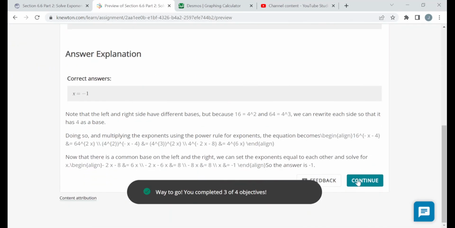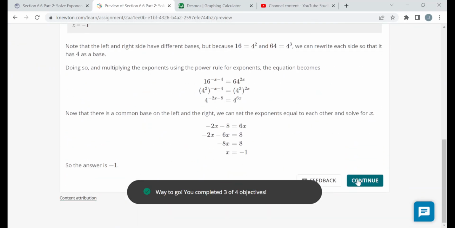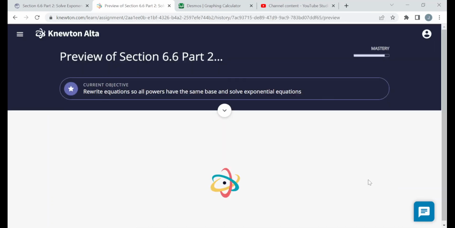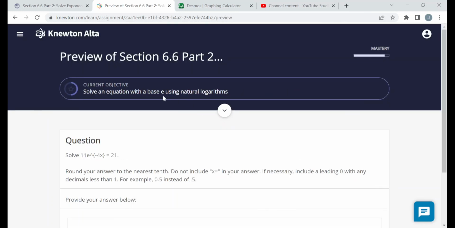Alright. Now, one more objective to complete. So this is that one where, if you have that base and variable exponent in the equation, you want to get that expression alone first, and then change from exponential form to logarithmic form, and solve and check.